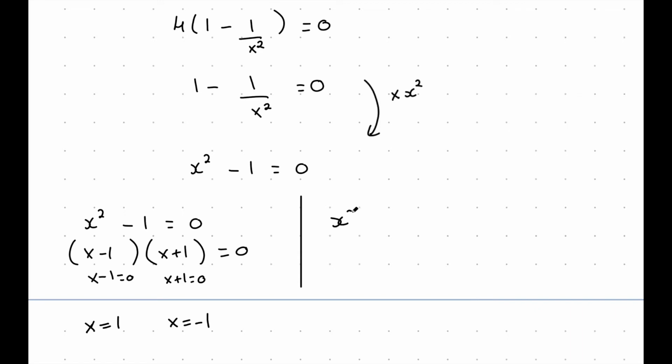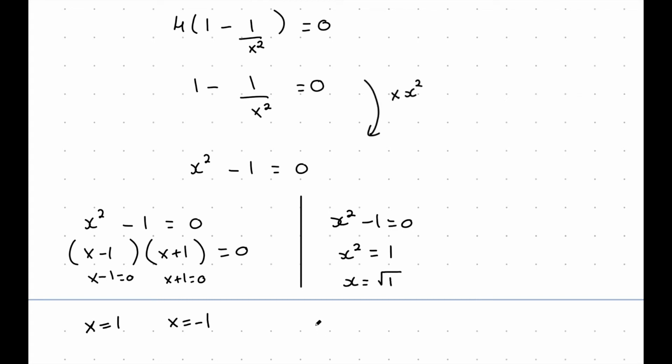The preference I would have is to use this method because you can clearly see why there's two. The other way you could do this is you could add 1 to both sides, and you're going to have x squared is equal to 1. And I'm going to get rid of the square by square rooting it. And I'm going to have x is equal to the square root of 1.